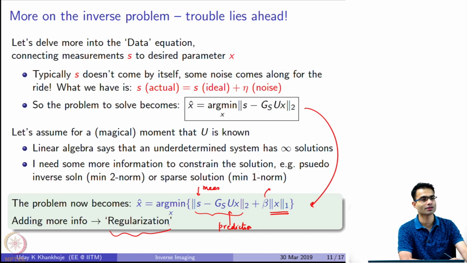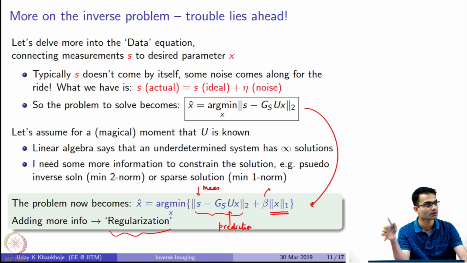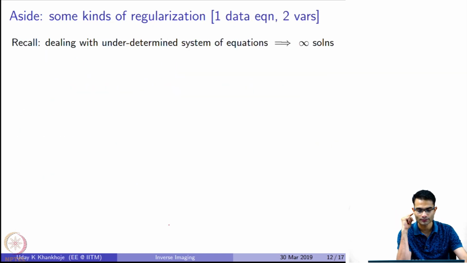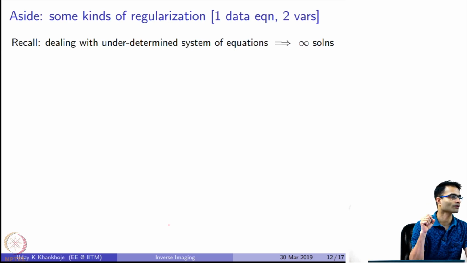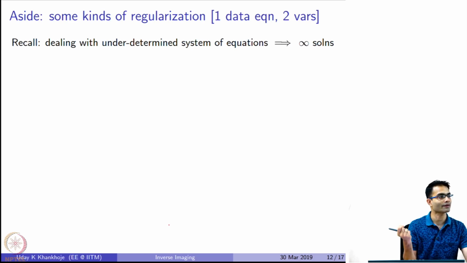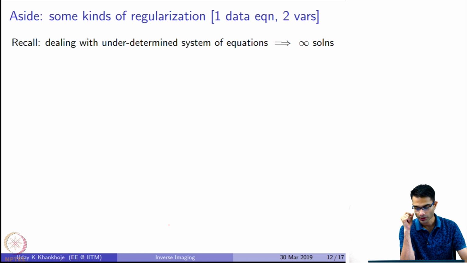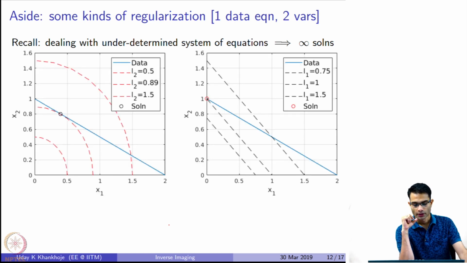So why should this correspond to reality is the question, right? Why should my solution to this breast cancer imaging problem have minimum 1 norm? So what we'll do is we'll just look at a property of 1 norm versus 2 norm and then motivate why 1 norm is a good idea. Infinite solutions are there for underdetermined systems.